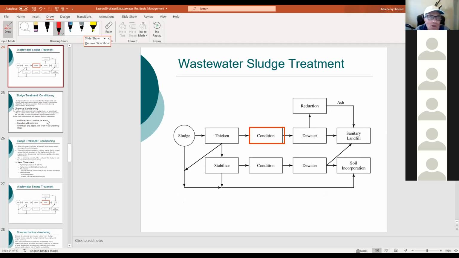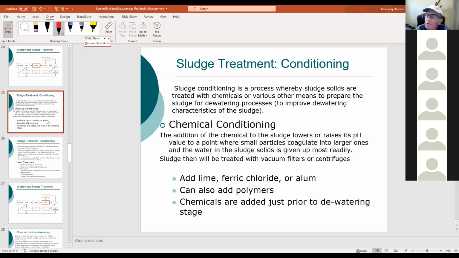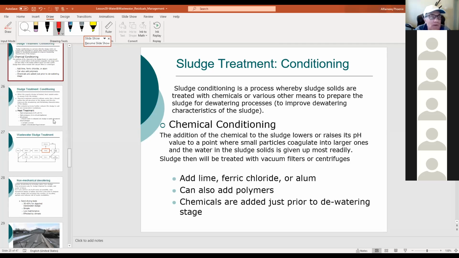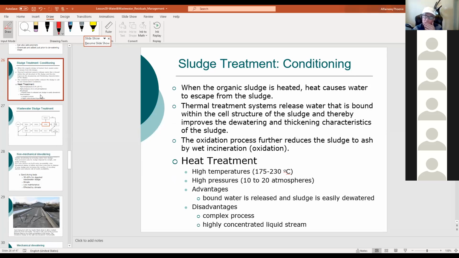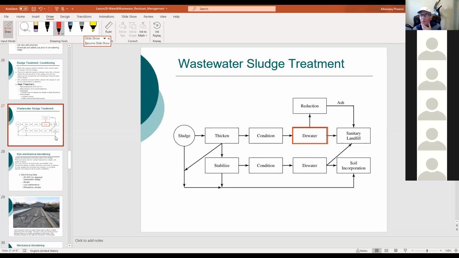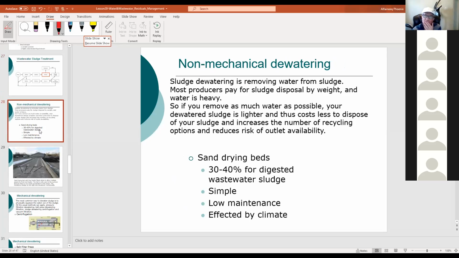Conditioning, adding chemicals to make it ready for the dewatering process, different kind of treatment here. Heat treatment as well can be used. All right. Dewatering, this is the most important process. You get rid of water, right? Sand drying beds. All this is still in use. Cheapest, very simple, low maintenance, very effective. But you cannot do this during winter time.